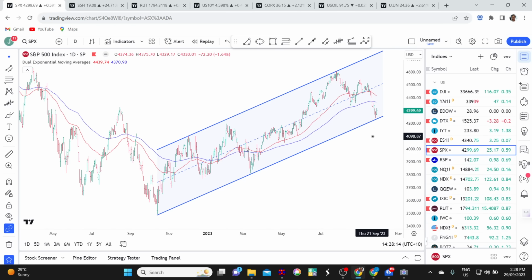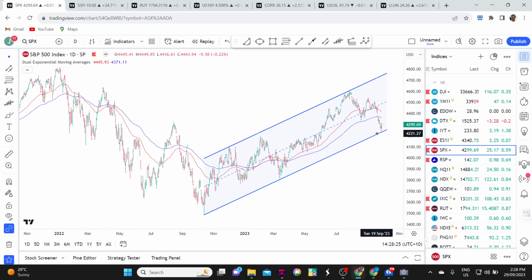So this is going to be an interesting one to keep an eye on. Is the integrity of the lower end of this channel going to remain intact over the next week or two, or is it going to give way?